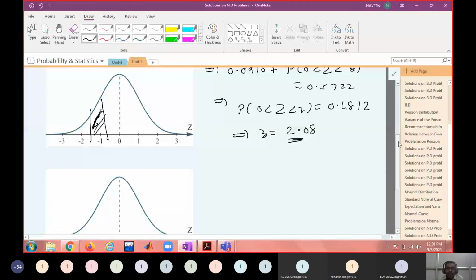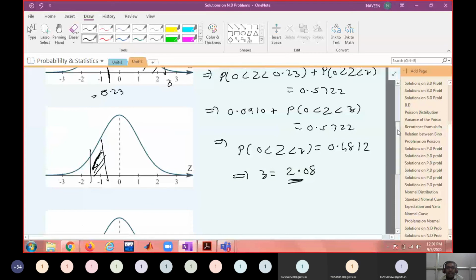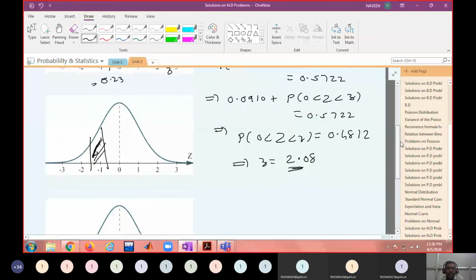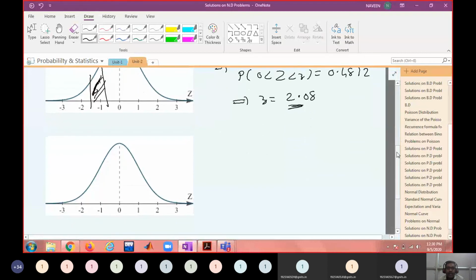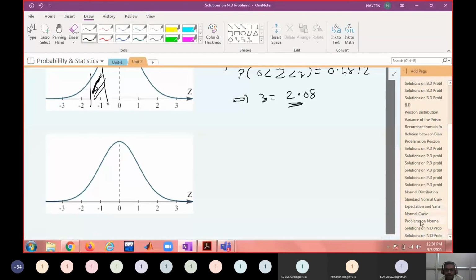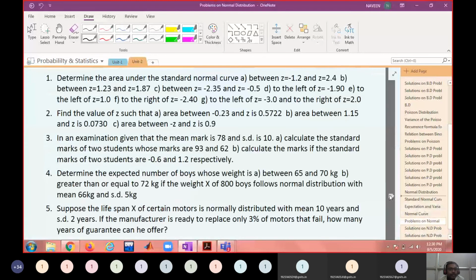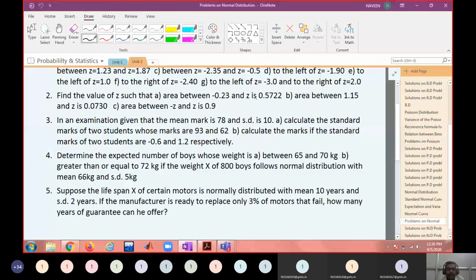Is it okay? Previously when the z value was given, we computed the area. Now when the area is given, we are able to find the z value. This is also a crucial problem. Okay, so just find one more and start the class. What is the next one? Area between 1.15 and z is 0.0730. Can you find the remaining two?